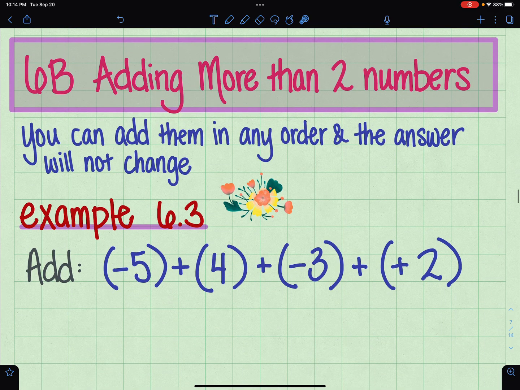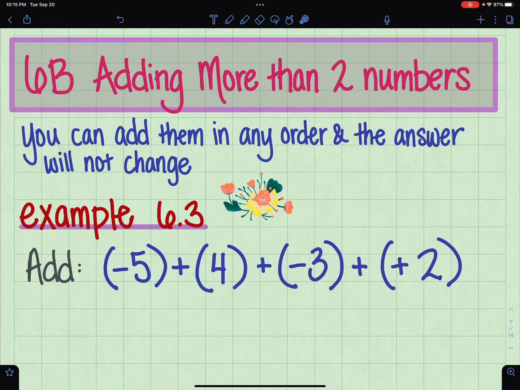Okay, now what about if we're adding more than 2 numbers? It seems like that rule doesn't apply, right? So a lot of times when we are adding signed numbers, we are adding more than 2. The one important thing to remember is they can be added in any order. You get to choose. You have free will over the order that you want to start adding these numbers together.